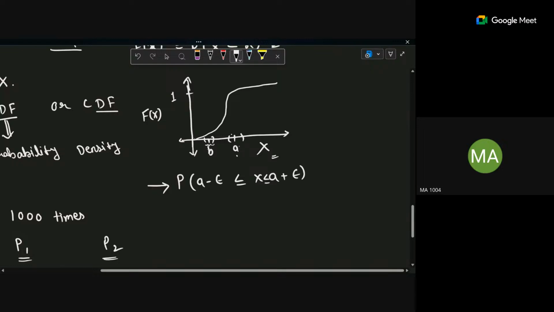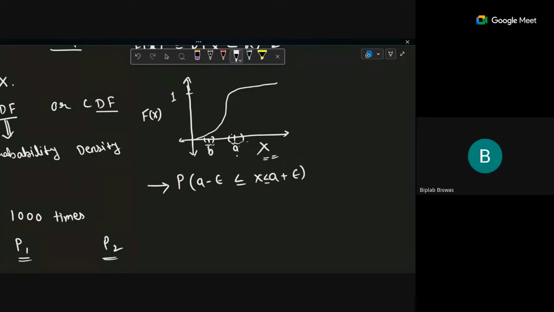So let's say this A is one of the intervals, nothing but the neighborhood of A. B is one of the intervals, the neighborhood of B. Now you want to compare whether this x, a random variable, is taking maximum values between this interval or this interval. Okay, are you getting my point? Yes, yes.